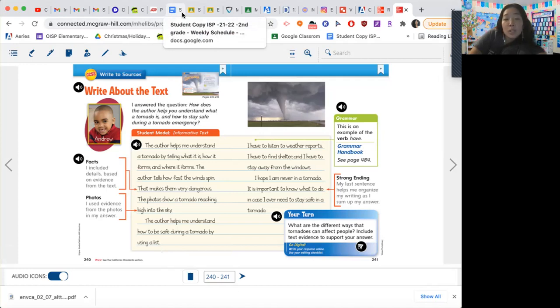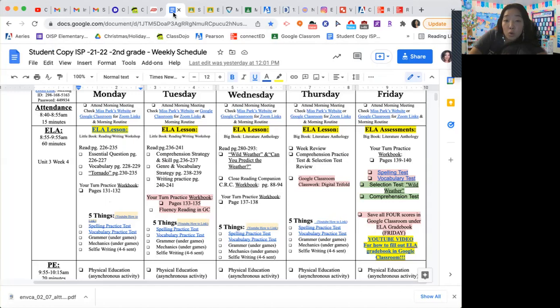What we are going to be doing now is working on your Your Turn practice workbook. Go ahead and type in the chat: are you going to be using K for Cami, the online workbook, or W for your actual physical workbook? K for Cami, W for your workbook that you have at home. We're going to be on pages 133 to 135.